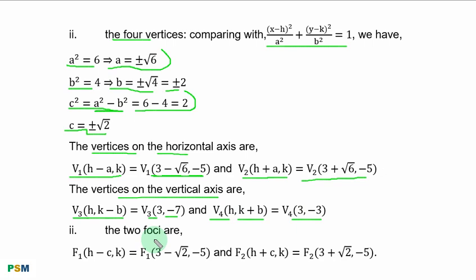The two foci are F1 (h minus c, k). That is equal to F1 (h is 3 minus c root 2, k is minus 5). And F2 (h plus c, k) equal to F2 (3 for h plus c root 2, comma minus 5). You close the bracket.